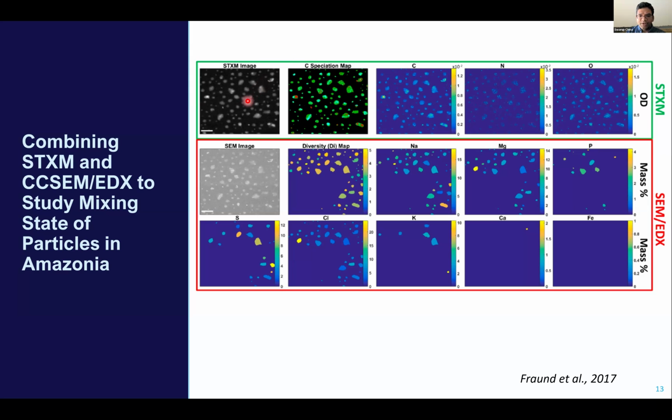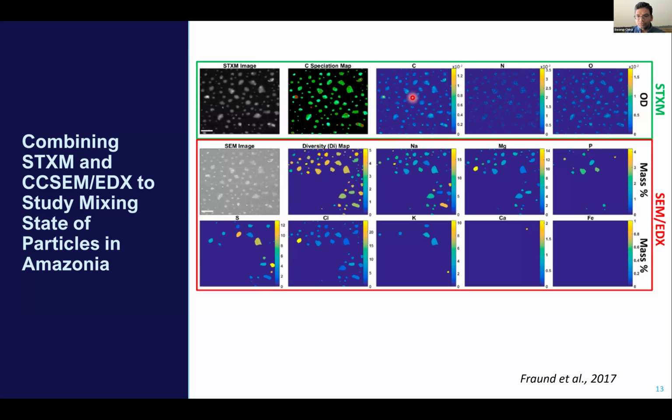What they did is they looked at the STXM images, and STXM is very good for the lighter elements. For example, if you're looking at atmospheric particles, carbon, nitrogen, and oxygen are key elements. These are very good for more quantitative information from the STXM, while the SEM EDX is very good for looking at the higher elements, starting from atomic number 11, which is sodium.